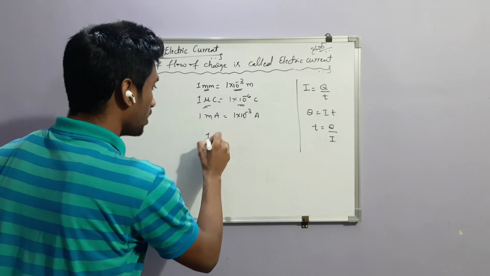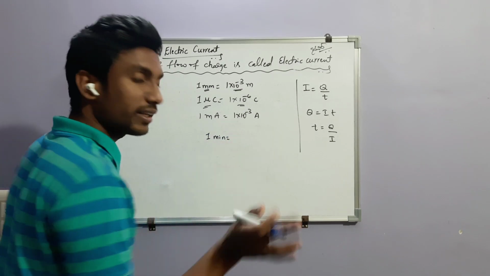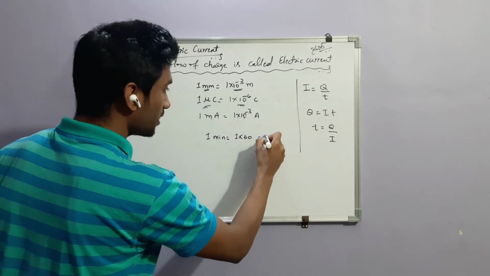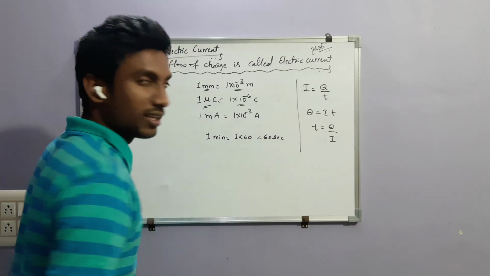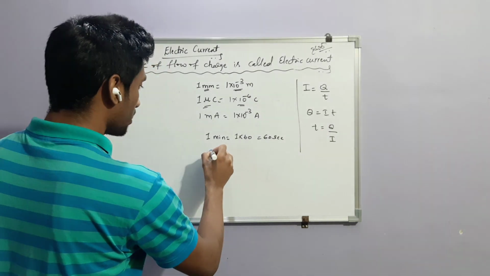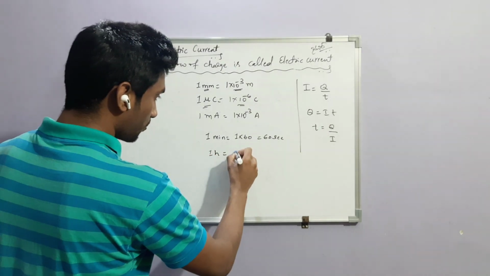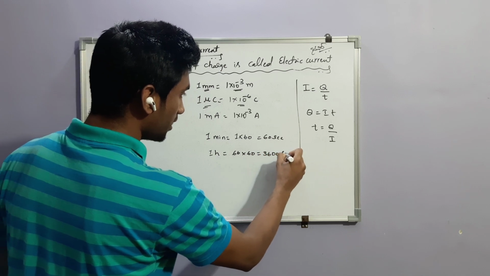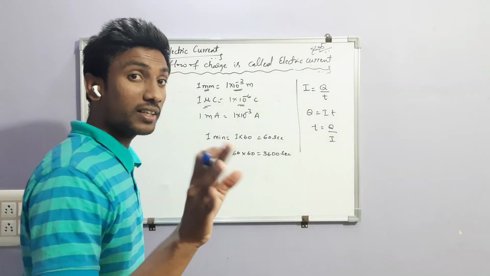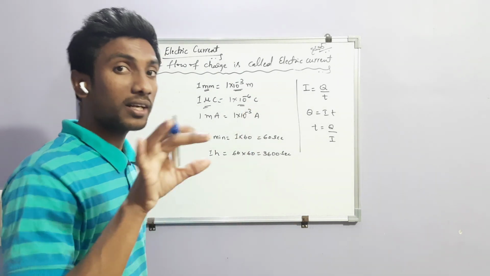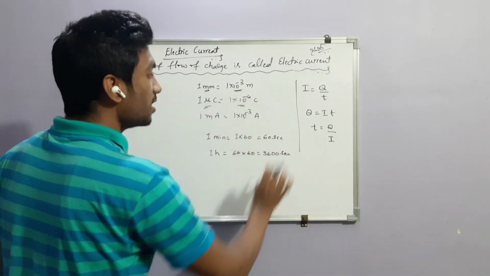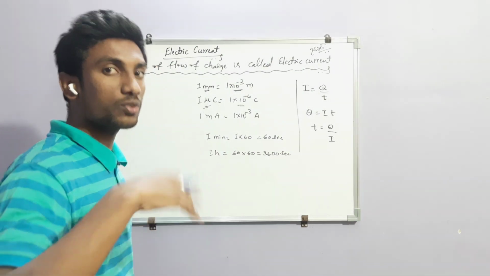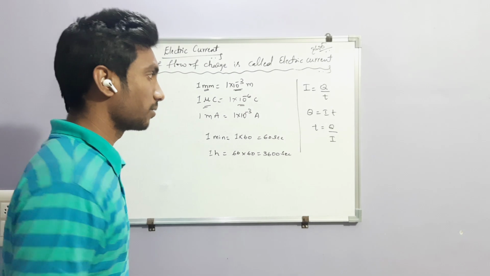Suppose they give 1 minute. How to convert it into seconds? You multiply 1 into 60, that is 60 seconds. Suppose they give 1 hour: 1 hour is equal to 60 minutes into 60, which is 3600 seconds. We always convert all units into fundamental quantities, like meter and second. After that only you should substitute and solve the problems.